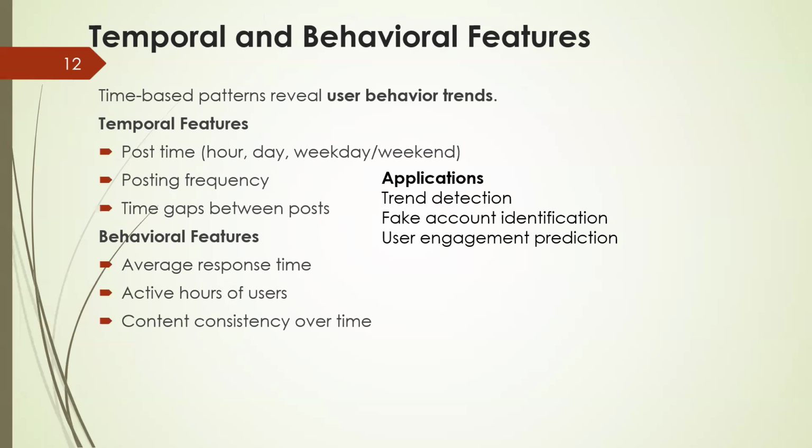What is the average response time for each and every process? Then the active hours of the user, which is also a behavioral feature. Then content consistency over time, that is, how consistently they post content. It is not that I post content on one particular day and then just leave.